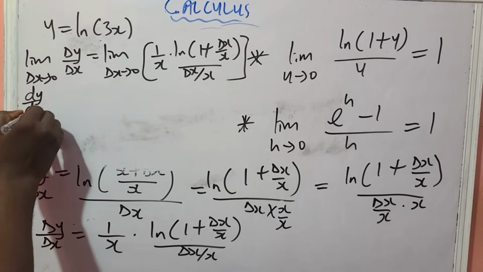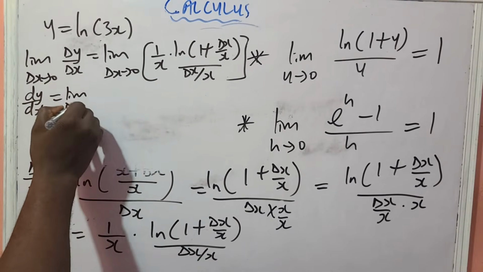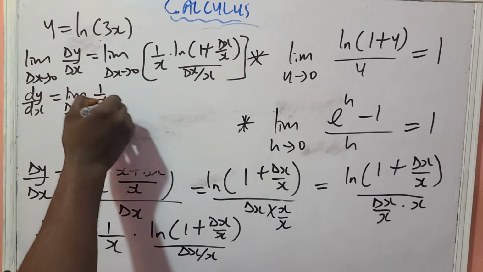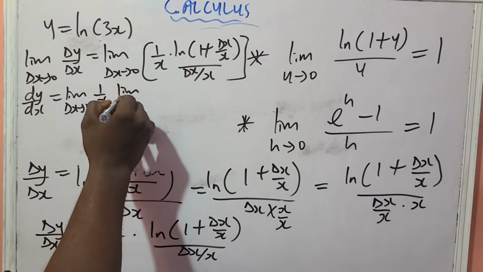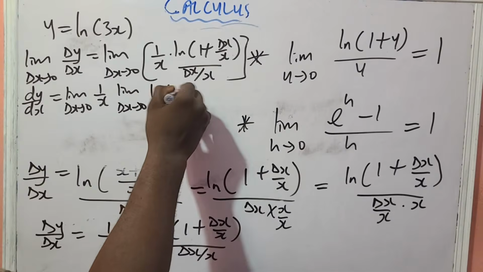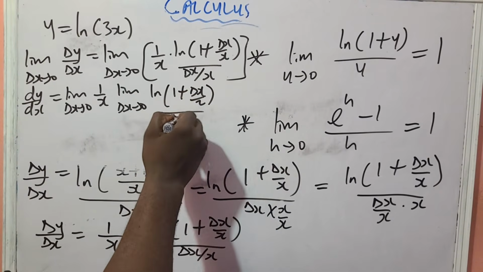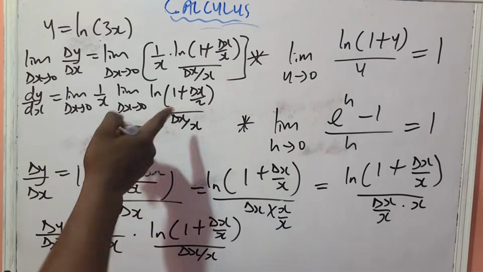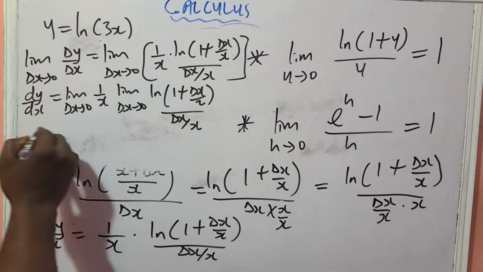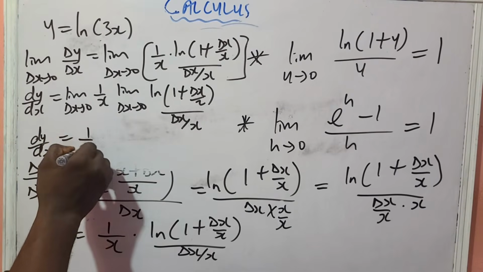The dy over dx is equal to, now it's like taking the limit of change in x tending to 0 of 1 over x, then the limit of change in x tending to 0 of ln(1 plus change in x over x) over change in x over x. Good. I've split it. This will be the same thing. The dy over dx will be 1 over x. That's what I wanted to do.